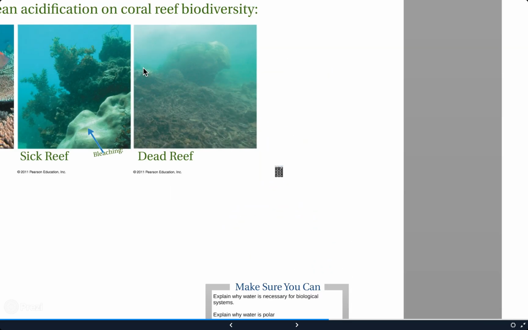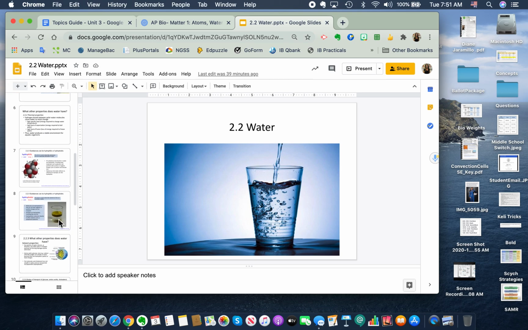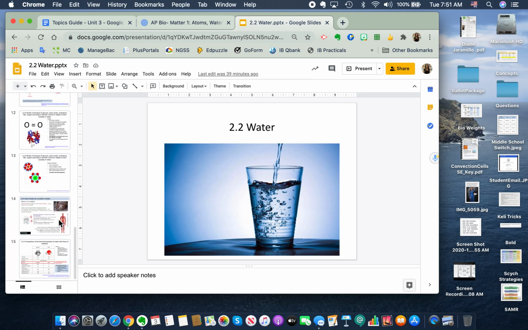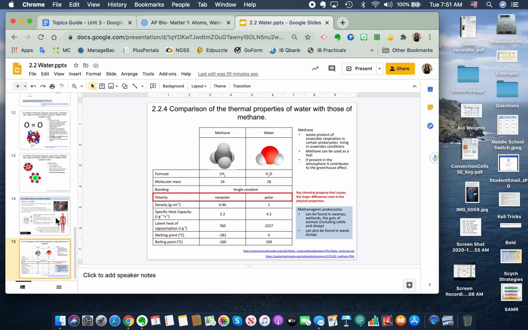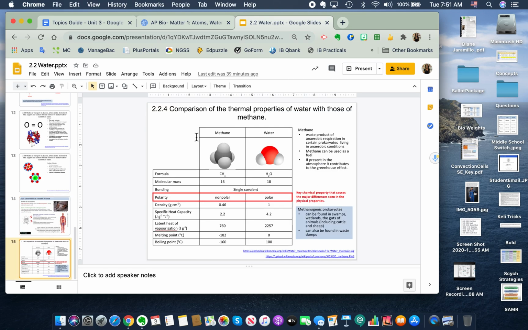Okay, so there is one more thing I wanted to show you guys, this slide here. We need to be able to compare the thermal properties of water with those of methane. This is one example they want you to see, just so you can see the difference.